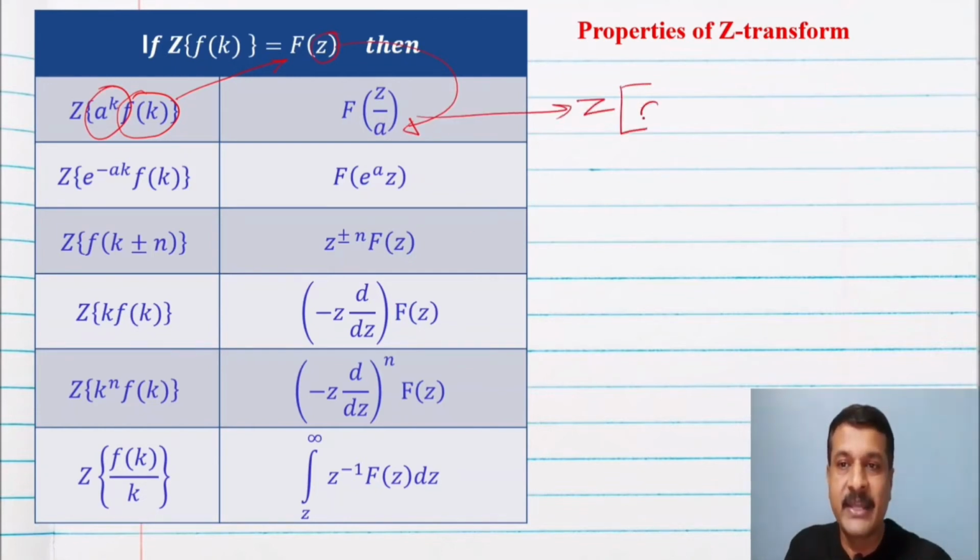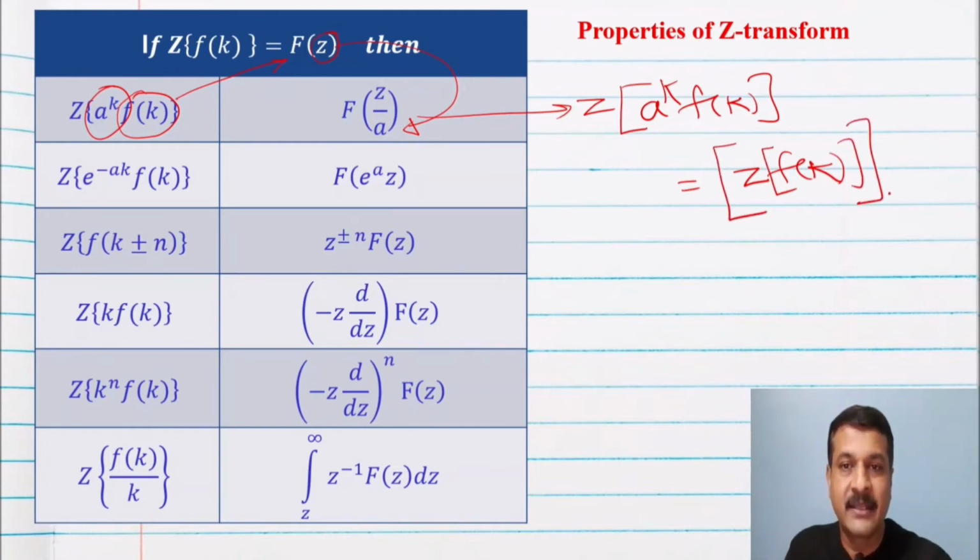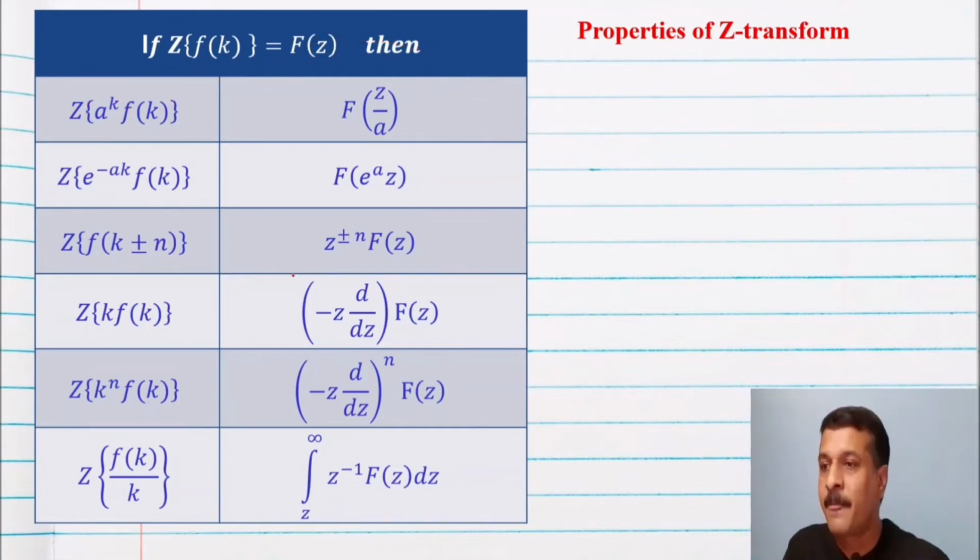The z transform of a raised to k into f of k is nothing but, it is the z transform of f of k. What is F of z? It is the z transform of f of k. And here you replace every z by z by a. So like this also you can remember. Also you remember that the z transform of e raised to minus ak into f of k is nothing but F of e raised to a into z. It means that if we multiply this with f of k, then every z is replaced by e raised to a into z. The z transform of f of k plus minus n is equal to z raised to plus minus n into F of z.